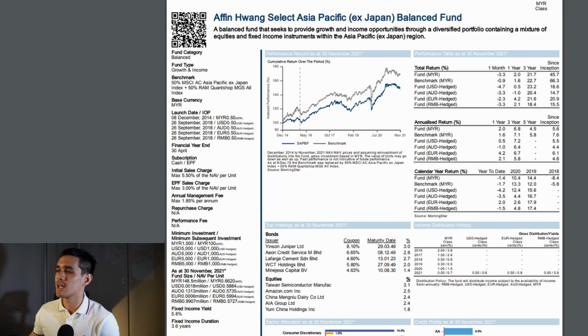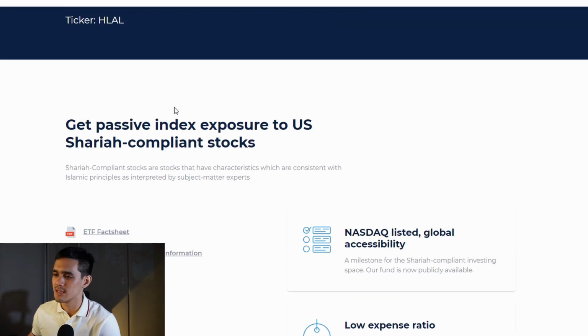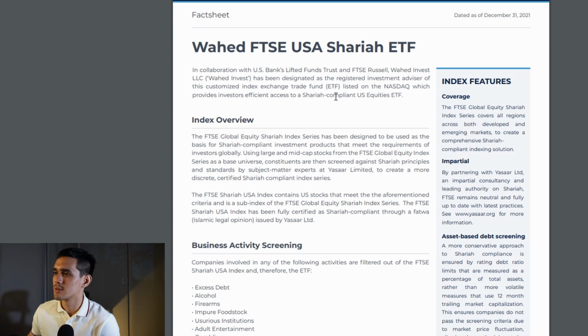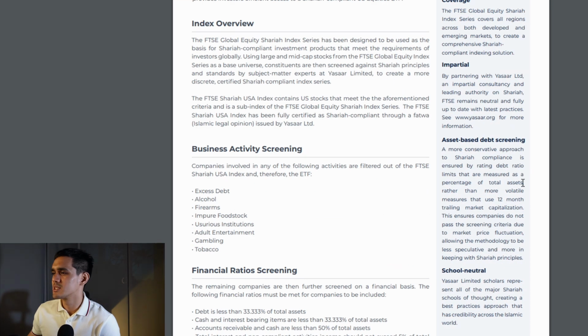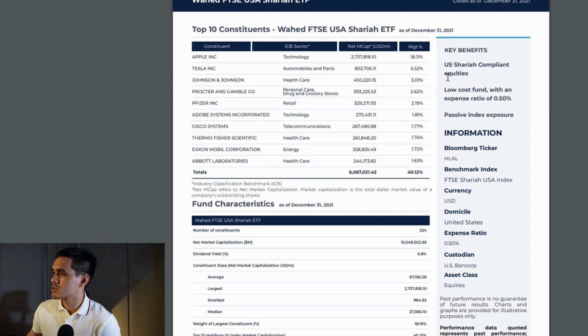And the final one that I will go through is actually something that a lot of you guys invest in, which is Wahid Investors' HLAL ETF, which is a USA Shariah compliant ETF. So again, you can see here, ETF fact sheet, boom. You can see it right from the website. Anyone can access it. So I'm just going through this and it's a bit weird because they don't have a fund objective, but that's fine, I guess. Let's go through the details.